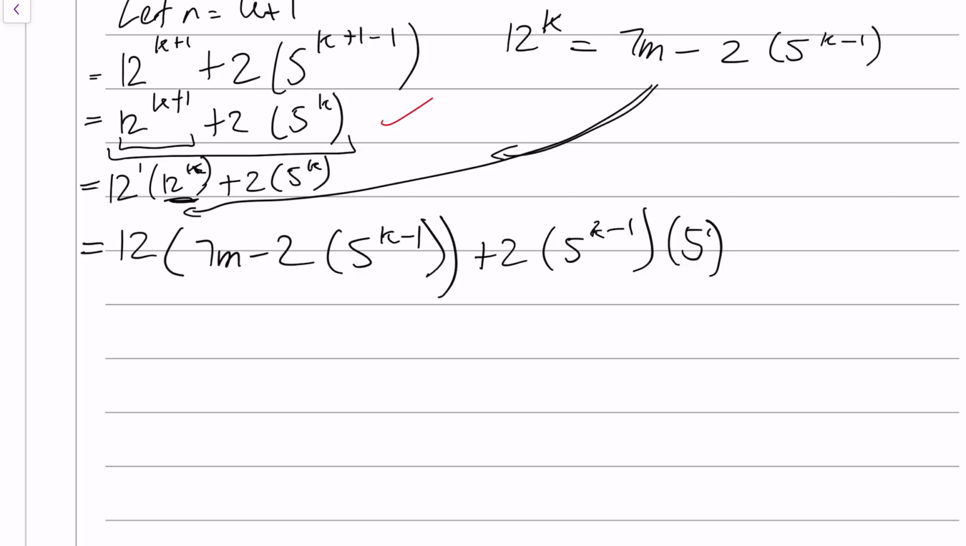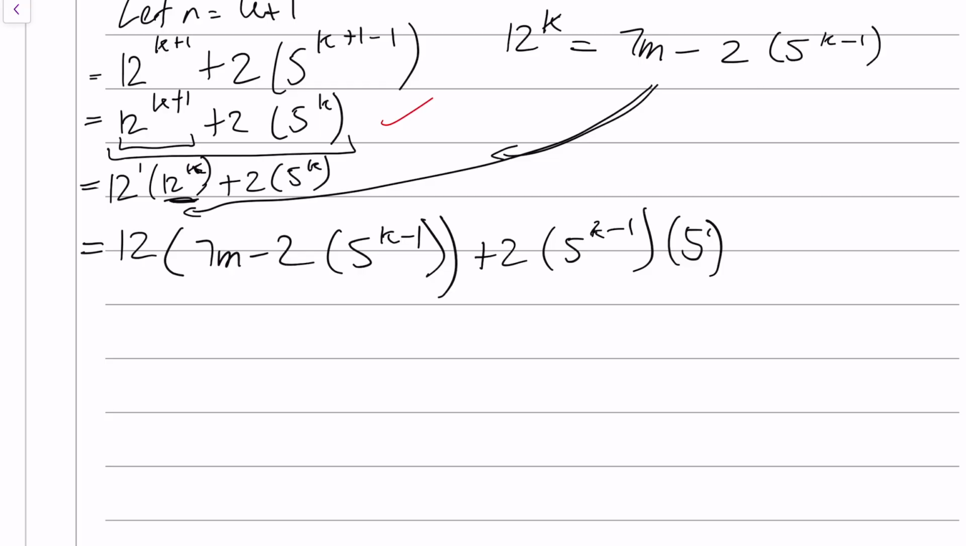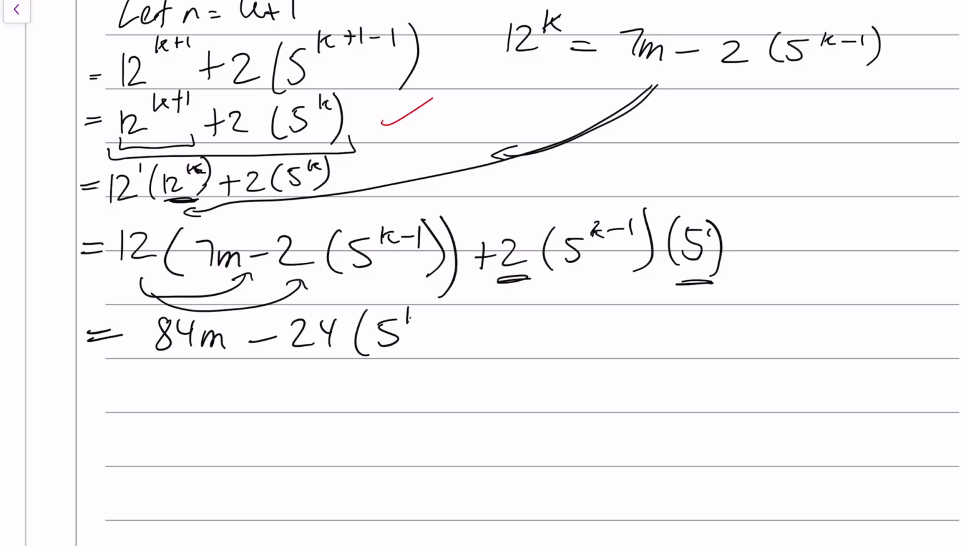I want a 5 to the k minus 1, but in order to do that, I need to sort of undo that step, but in a different way. So that means my 2 and 5 here can become 2 times 5, which is 10 lots of the 5 to the k minus 1. So I'm going to also expand out this side for the brackets. So 84m minus 24 times 5 to the k minus 1.